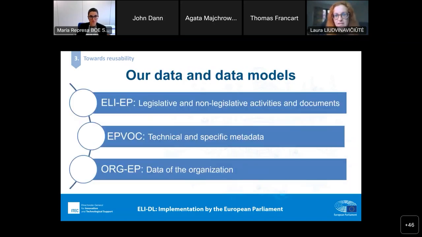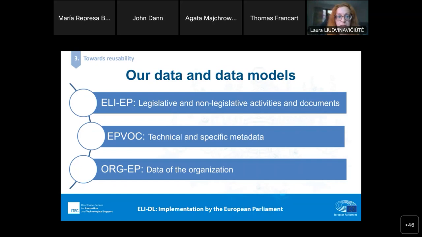So, as I said, for describing legislative and non-legislative data and documents, we created the ELI-EP application profile, and we reused the other ontologies which I showed you just before. We also reused the ontologies for describing some general metadata, for example, the creator of a document or the city in which a meeting will take place.